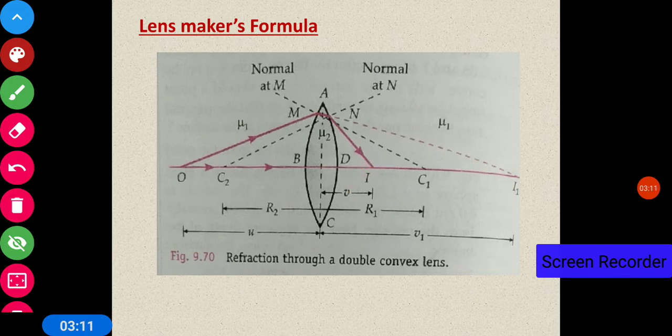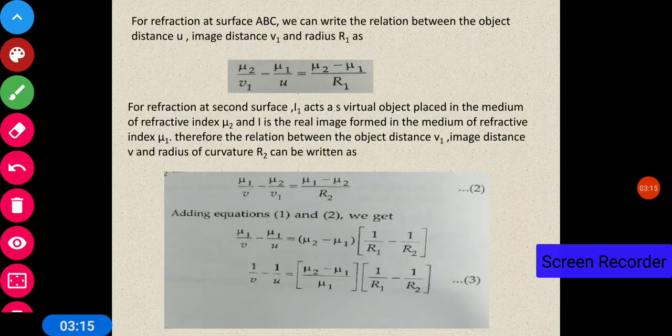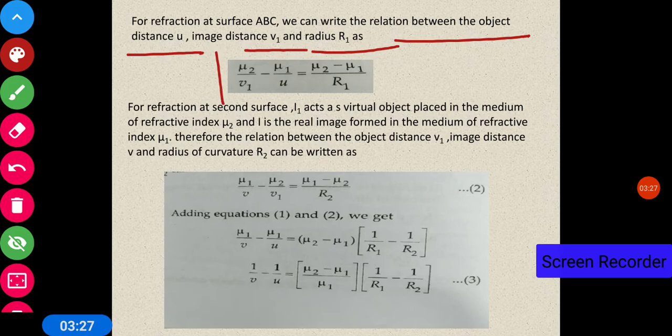So now we will use the formula for the refracting surfaces. For refraction at surface ABC, we can write the relation between the object distance u, image distance v1 and radius r1 as mu2 upon v1 minus mu1 upon u is equal to mu2 minus mu1 upon r1, which we have studied in the previous lecture.